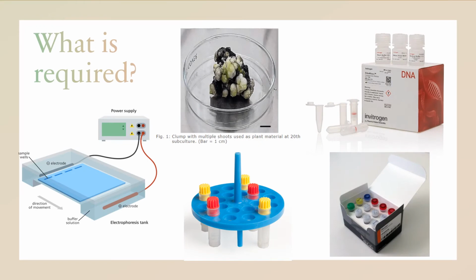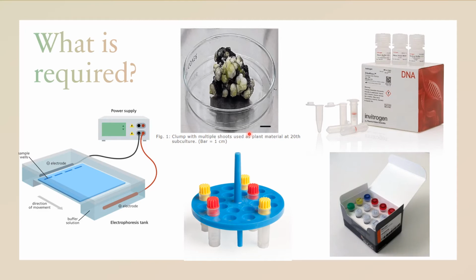So in this experiment, what is required? The first thing required is the callus itself, the sample itself. The sample that has been treated at the 25th subculture. The example here is at the 20th subculture, but the one used for the actual extraction is the one at the 25th subculture. I'll just show you the picture example here.